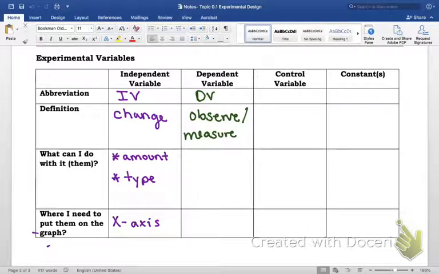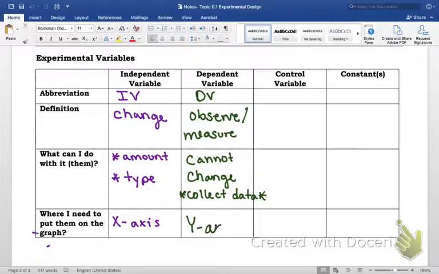So what can I do with them? Well, nothing. You cannot change this. The only thing that you are allowed to do with this is collect the data. So then we put that on the y-axis.